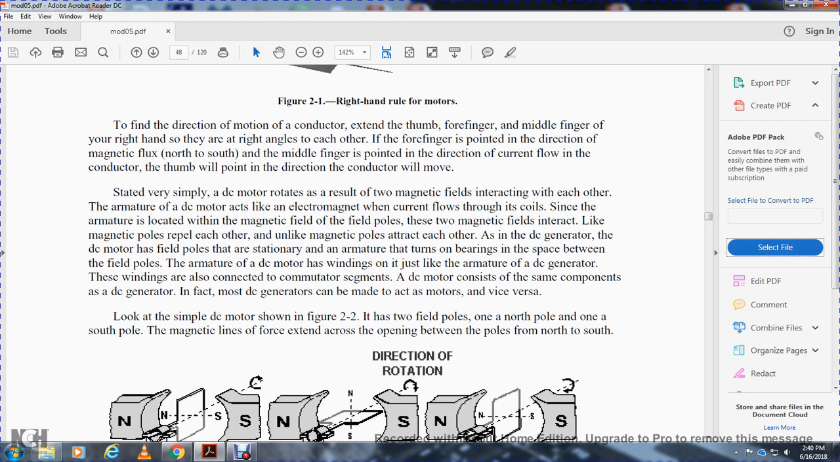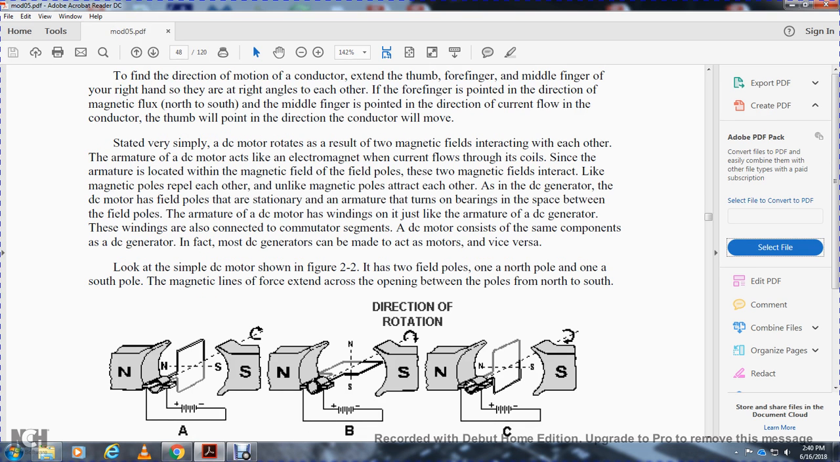As in the DC generator, the DC motor has stationary field poles, with the armature turning on bearings in the space between the field poles. The DC motor windings are just like the armature of the DC generator. The windings are connected to the commutator segments of the DC motor, so you can see the same components as in the DC generator. In fact, DC generators can be made to act as a motor and vice versa.